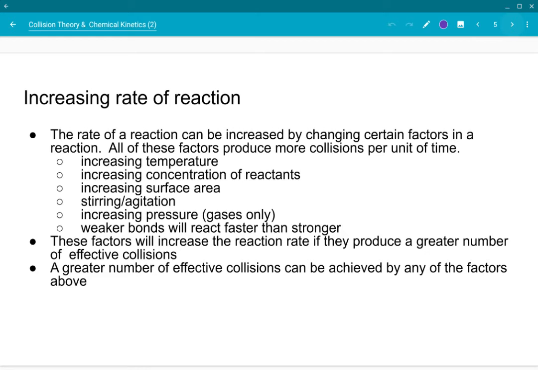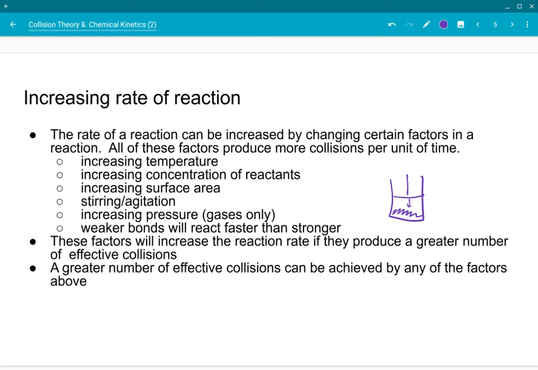We can increase pressure as well. This would only work for gases. So you can think of the piston example that I've shown you before. You have a piston, right? If we push this piston down, you're going to force those molecules to have less space, and that forces them to react. Also, weaker bonds will react faster than stronger ones. If those bonds are easily broken, they're going to be more willing to react.